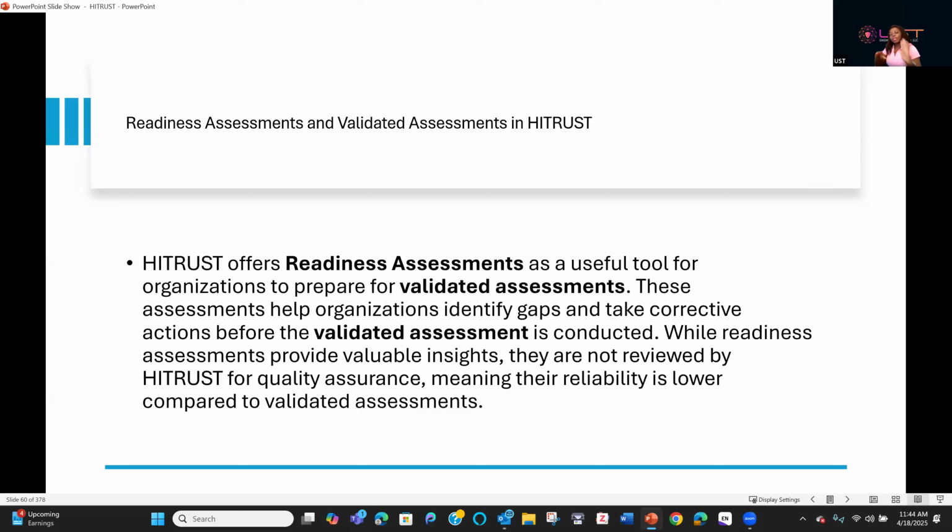We'll briefly cover the types of assessment, that's the R1, the R2, the I1, as well as the E1. But we briefly introduced readiness, right? So now we'll start talking about the differences between readiness assessment and validated assessment.